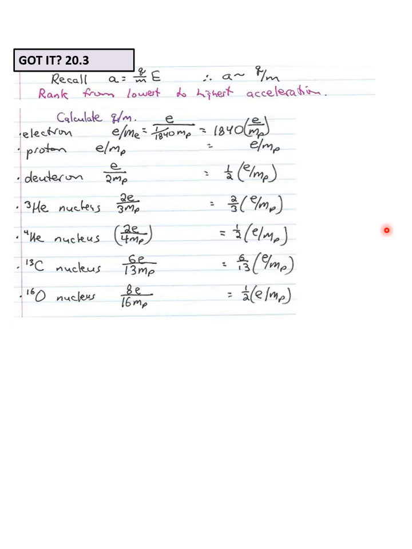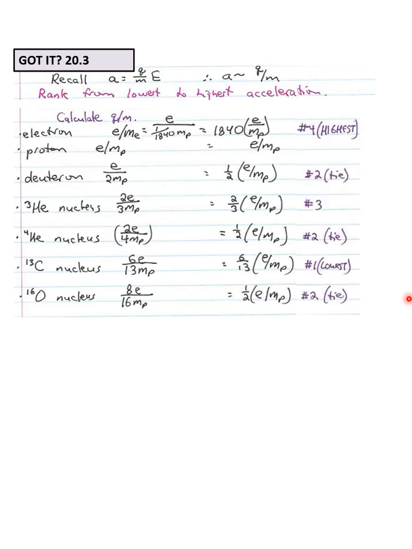So when I simplify each of these, you can see in the second column that I've just added, the electron is 1840 e over mp. The proton is e over mp. We have 1/2 e over mp. All of these are in proportion to e over mp: 2/3, 1/2, 6/13, and 1/2. And then we just go ahead and rank those in order.